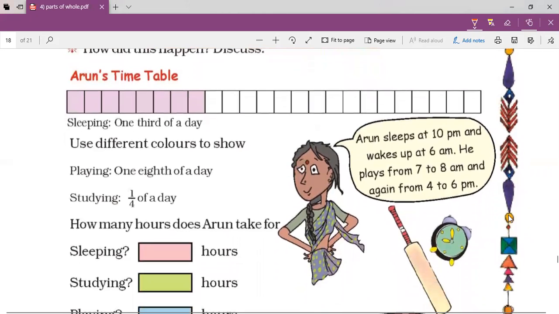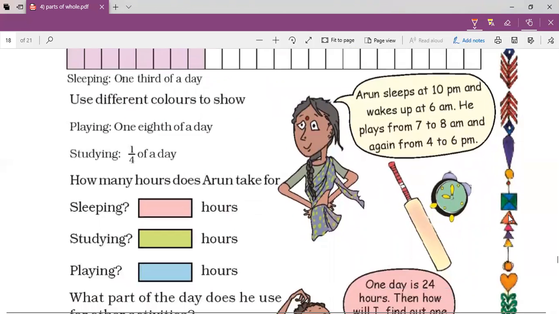In the night, and wakes up at 6 a.m. A.m. means in the morning. P.m. is denoted for the night and a.m. is denoted for the morning. He plays from 7 to 8 a.m. and again from 4 to 6 p.m. Okay, so this is what Arun's mother is saying. Now let's see what Arun is saying.